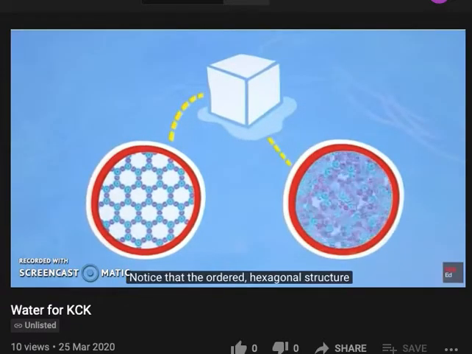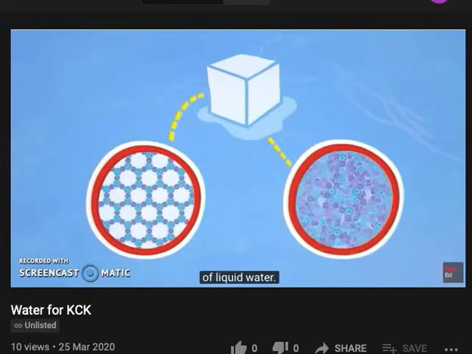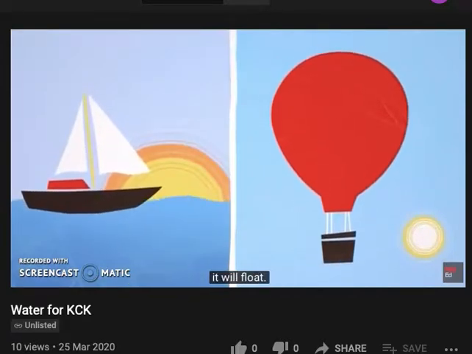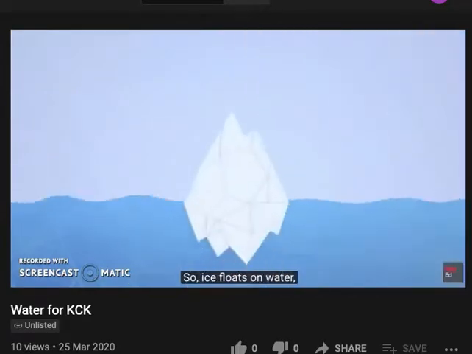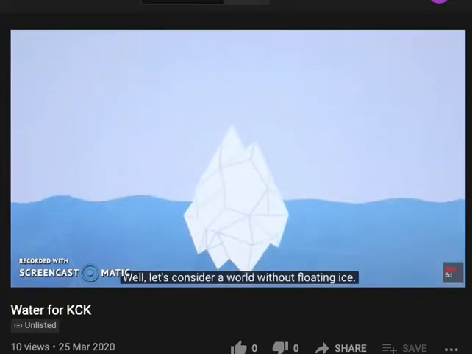Notice that the ordered hexagonal structure is less dense than the disordered structure of liquid water. And you know that if an object is less dense than the fluid it's in, it will float. So, ice floats on water. So what? Well, let's consider a world without floating ice.